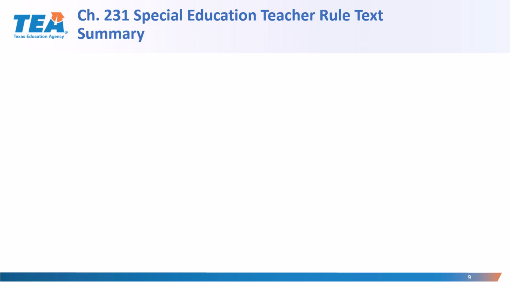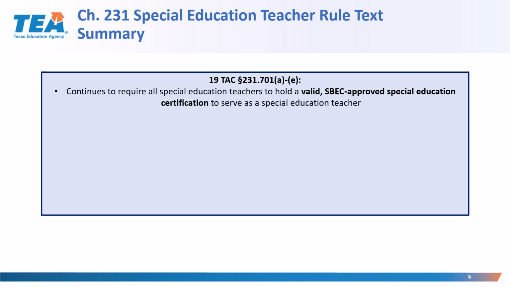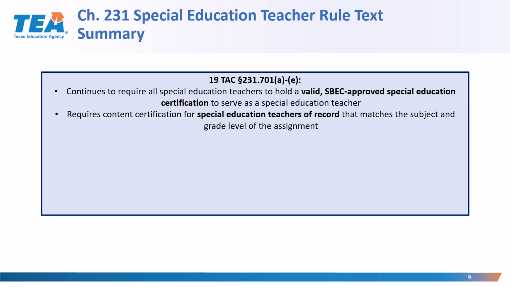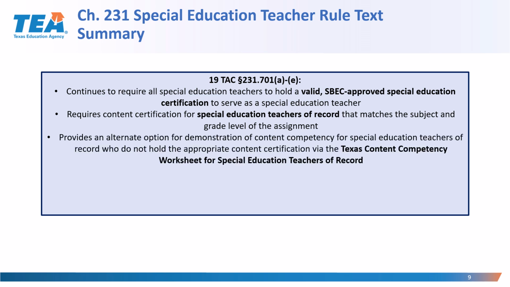In summary, the Chapter 231 Special Education Teacher rule text continues to require all special education teachers to hold a valid SBEC-approved special education certification to serve as a special education teacher. The rule text also requires content certification for special education teachers of record that matches the subject and grade level of the teacher's assignment. The rule text also provides an alternate option for demonstration of content competency for special education teachers of record who do not hold the appropriate content certification via the Texas Content Competency Worksheet for special education teachers of record.